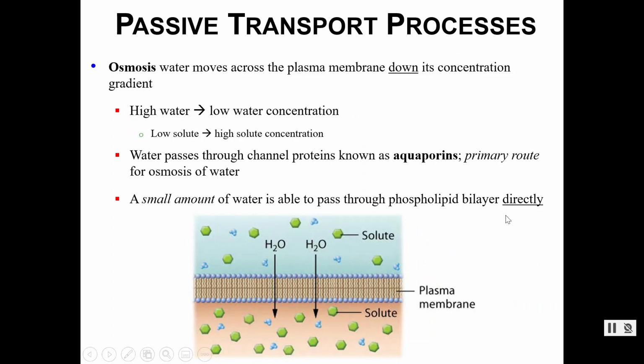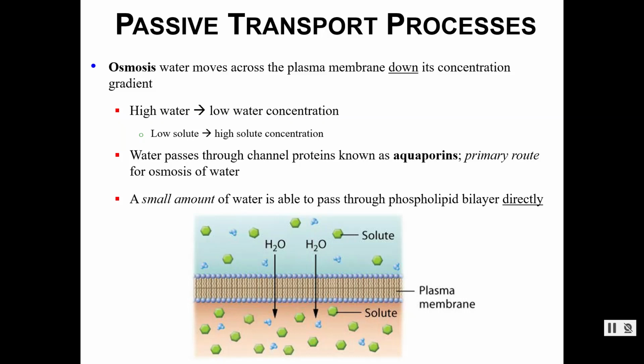Now, osmosis. Okay, put a star by osmosis, y'all. All right, it's a difficult concept that we're going to have to master. Now, osmosis is water moving across the plasma membrane down its concentration gradient. So a lot of times you'll hear osmosis described as the diffusion of water, and that's fine. Okay, it's an adequate description. We are going to go from a high water to a low water concentration.